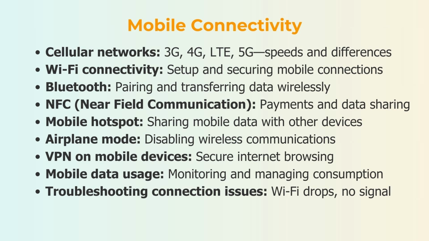Airplane mode disables all wireless communication on a mobile device, which can be useful for saving battery life or when traveling. You'll also learn how to troubleshoot mobile connectivity issues, such as Wi-Fi drops, Bluetooth pairing problems, or cellular signal loss.